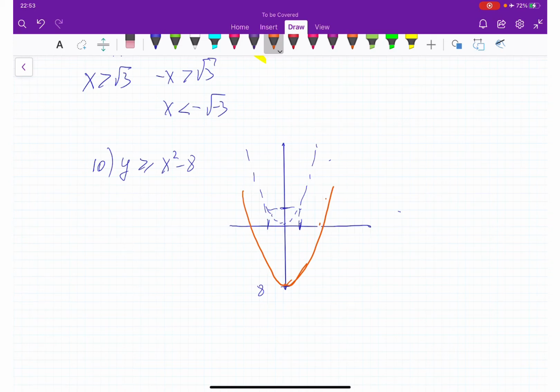Down by 8. All right, so let's see then how we're going to shade it. When x is equal to 0, we get y is greater than or equal to negative 8. Okay, this is my negative 8. Greater than or equal to negative 8, it's going to come this way.